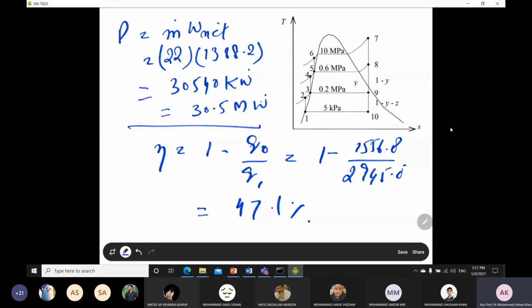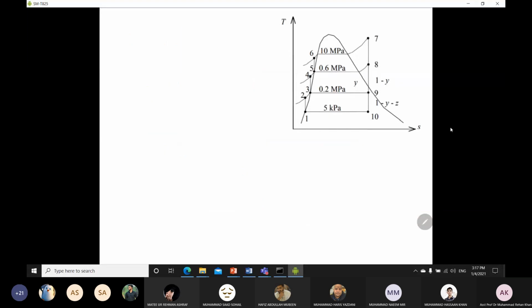I hope there will be no issue in it, because you just have to select the points carefully and draw the cycle on your TS diagram carefully, and the rest of the things are very easy, and it is also similar to your Rankine cycle. There will be no difficulty. So if you have any question, you can ask me now. Okay, so there is no question.